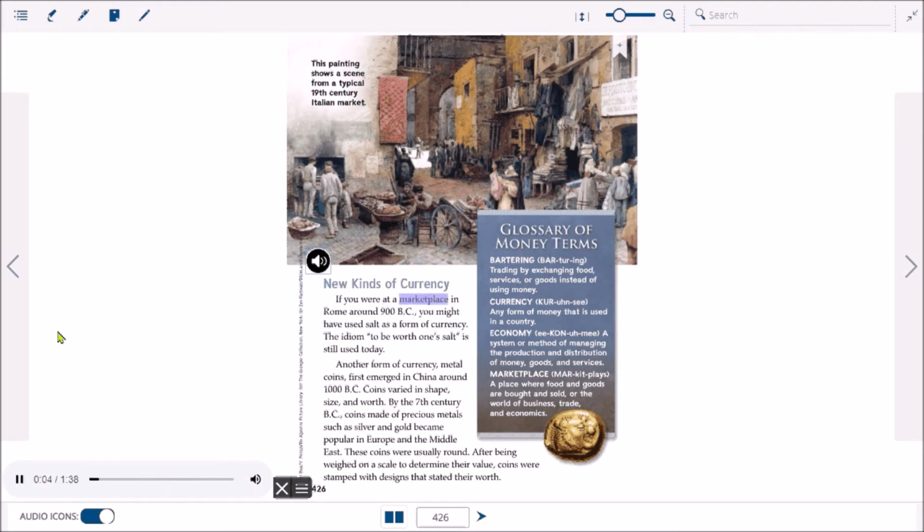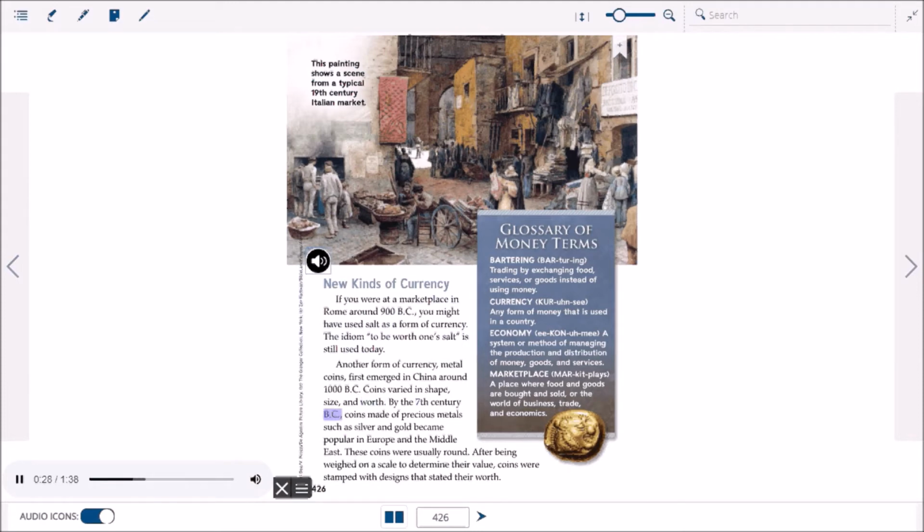If you were at a marketplace in Rome around 900 BC, you might have used salt as a form of currency. The idiom, to be worth one's salt, is still used today. Another form of currency, metal coins, first emerged in China around 1000 BC. Coins varied in shape, size, and worth.